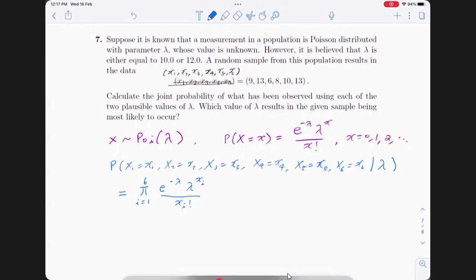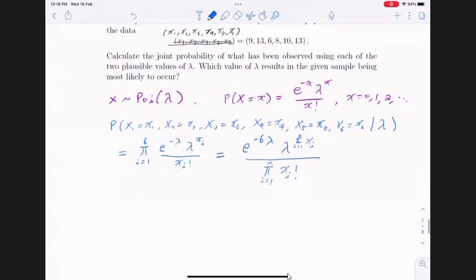But usually we'll simplify this general expression first. We have e to the power minus lambda multiplied together, so it will become e to the power minus 6 lambda. And lambda to a particular power of xi, if we multiply them all together, it is just like raising lambda to the power equal to the sum of them. And in the denominator, we are multiplying all these factorials together.